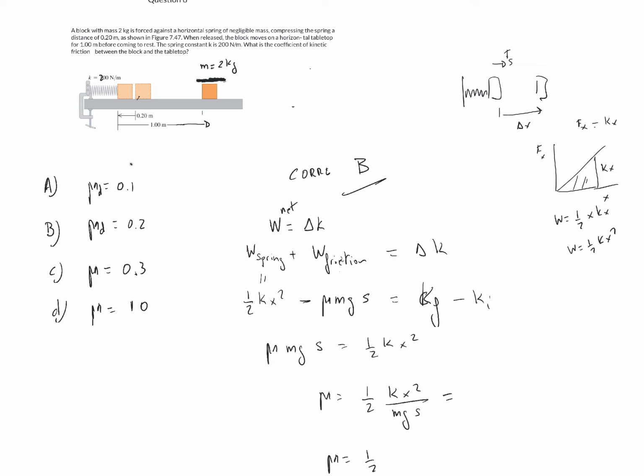The work of the spring is 1/2 k times the compression squared, plus the work of the friction. The work of the friction, meanwhile: the displacement is going to the right, and the friction force is going to the left. So the work of the friction is negative. It is the friction force times the displacement, but the friction force is mu times the normal, mu times mg, times the displacement s.